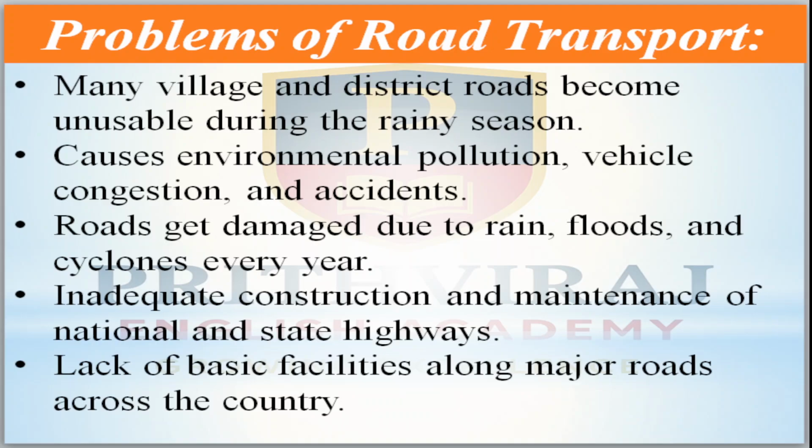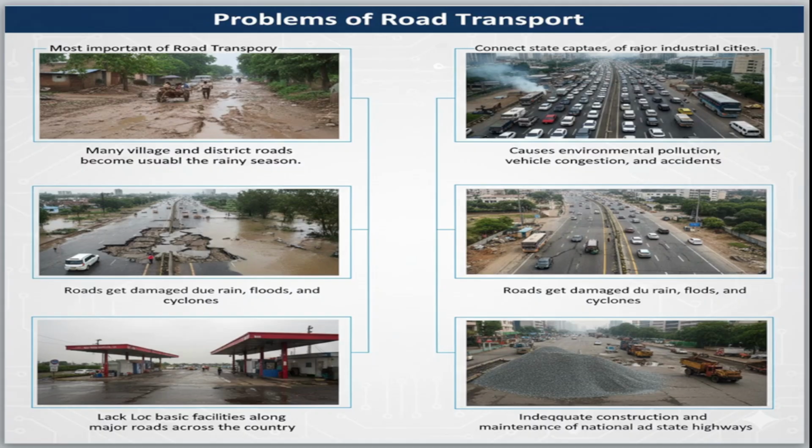Now come to the next very important point: problems of the roads. Many village and district roads become unusable during the rainy season. Here is how they look. And the second thing is that many roads cause environmental pollution, vehicle troubles and accidents also, right? And roads get damaged due to the rain. Here it may be a flood, or maybe from a cyclone.